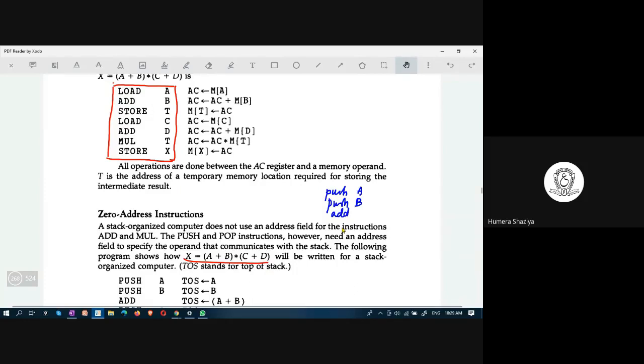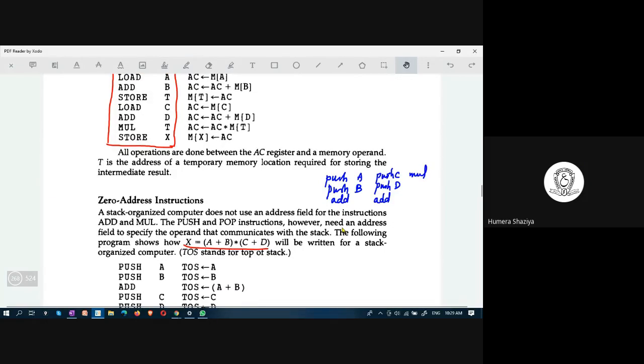Now next it has to push C, then push D. Then add. Addition is performed. Then finally in the end, multiplication. So push A, push B, then add.